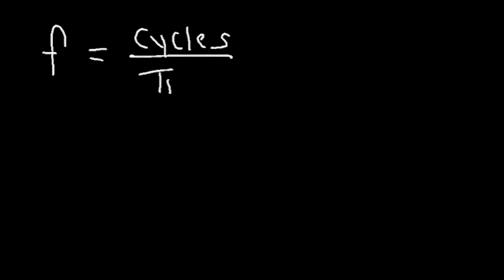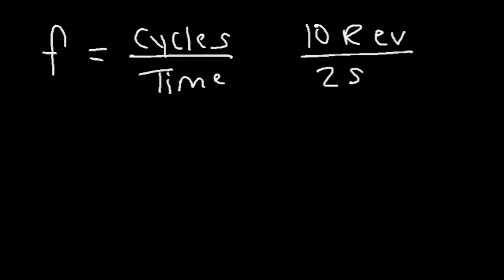Now some other equations that you need to be familiar with are frequency and period. Frequency represents the number of cycles per second. So it's the number of cycles divided by the time. Now the cycles could be the number of revolutions. For example, let's say a wheel makes 10 revolutions in 2 seconds, or 10 cycles in 2 seconds. So the frequency would be 5 revolutions per second.